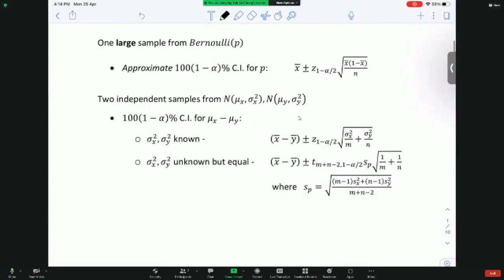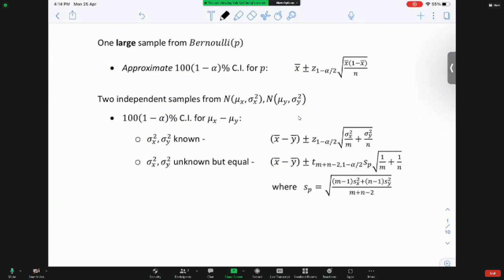Now, there are also some problems that involve the population proportion or a probability. If we have a large sample drawn from a Bernoulli(p), that means we have a sequence of successes and failures. Success, maybe we encode it as 1, failure, we encode it as 0. We have a sequence of these 1s and 0s, so that we have a sequence of Bernoulli terms, each of which has probability p to be a success. And if we want to construct a confidence interval for p, we can do it using this formula.